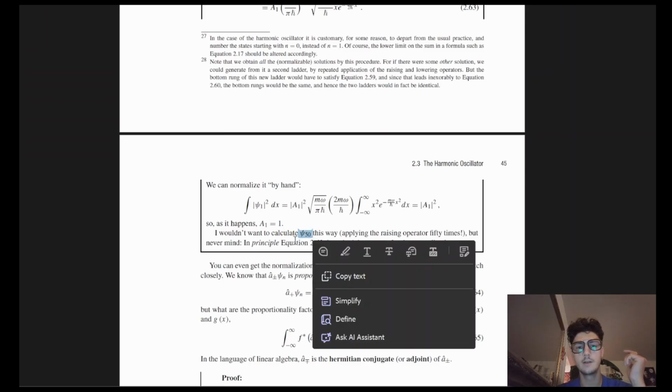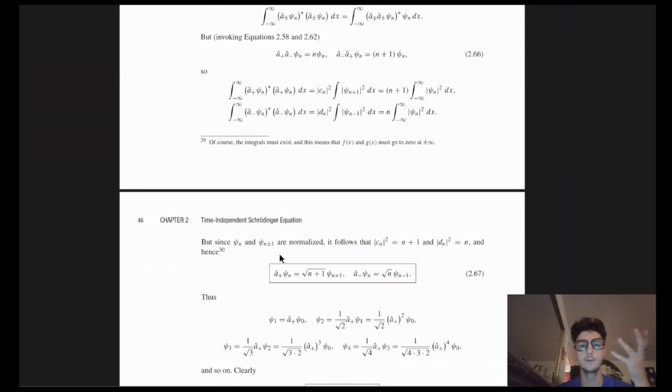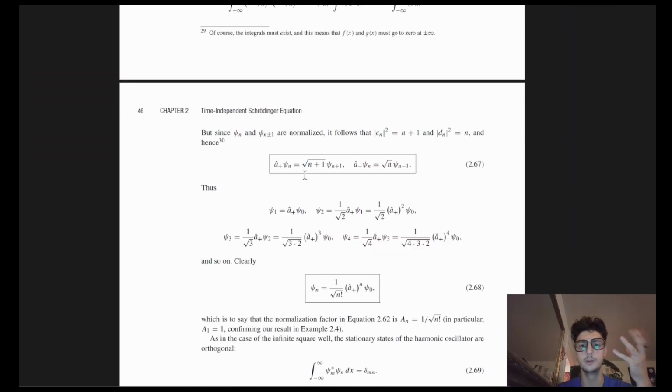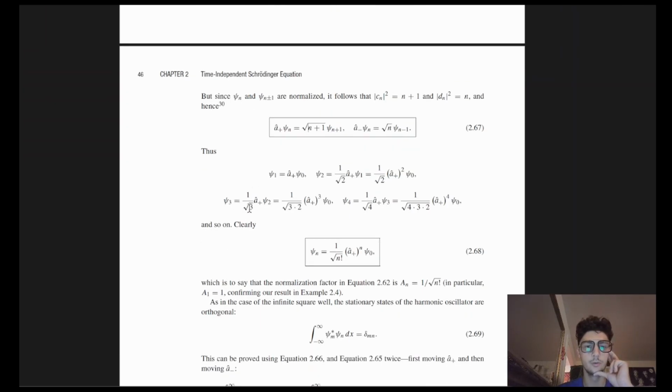So if we want to find psi 50, we could just apply the raising operator 50 times. We don't have to find the normalization constant. We could just do this. Same thing with the lowering operator, except there's a square root and here this is the normalization constant. Thus, psi 1 is equal to the raising operator acting on psi 0. Psi 2 is equal to 1 over root 2 raising operator acting on psi 1, which is equal to 1 over root 2 raising operator squared acting on psi 0. Psi 3 is equal to 1 over root 3. Same thing with all the other ones. It's basically just this applied to the first 4 states.